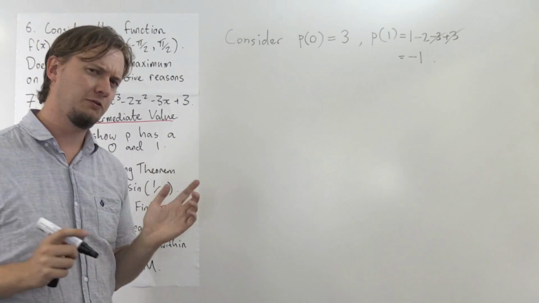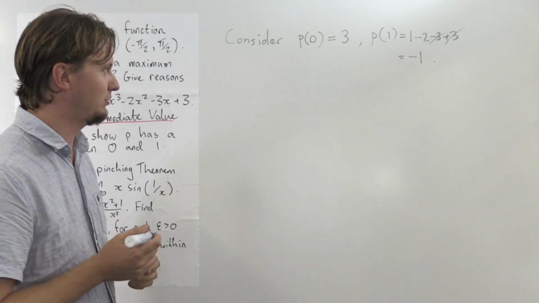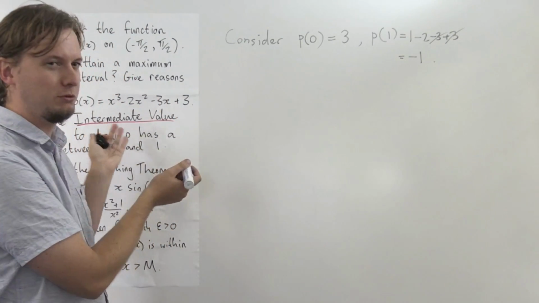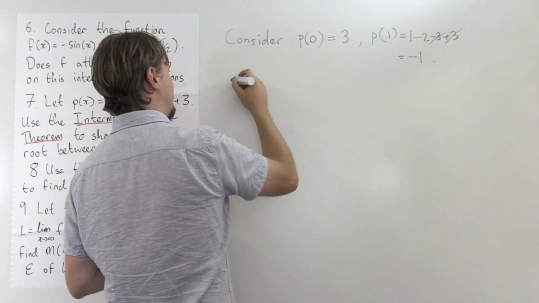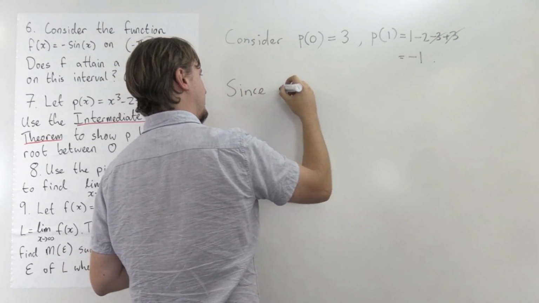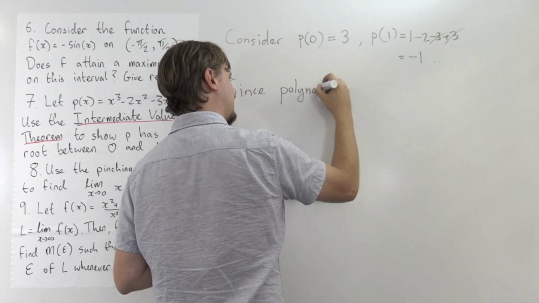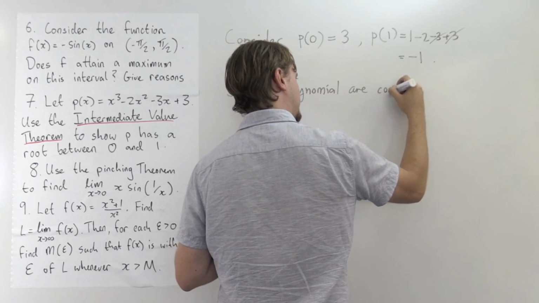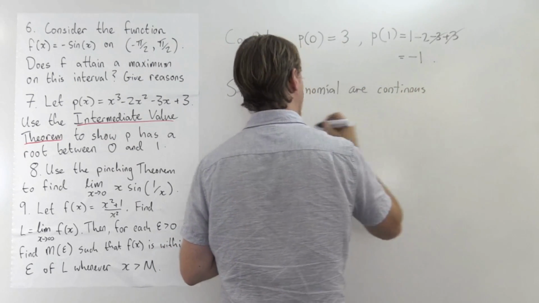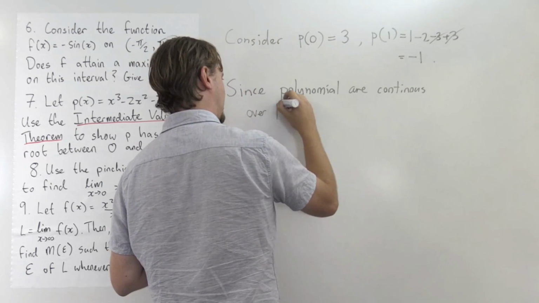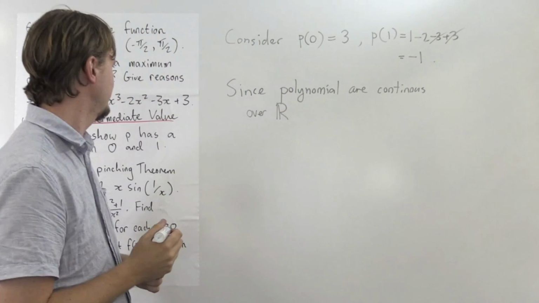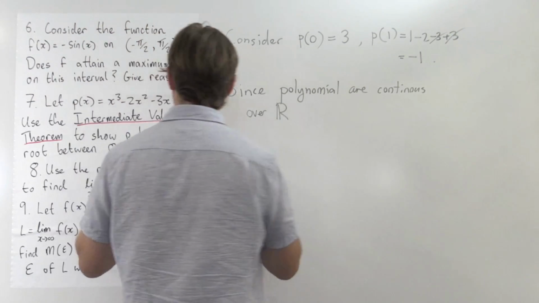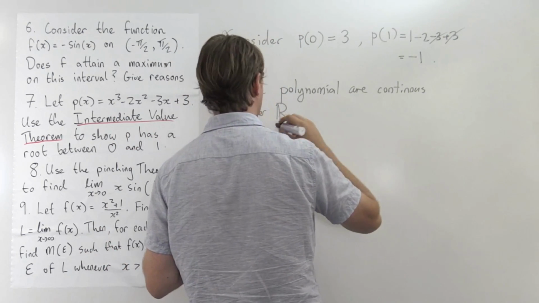Now, to use the intermediate value theorem, there are a few conditions you need to make sure are true. Firstly, the function has to be continuous, but polynomials are always continuous, so let's state that. Since polynomials, in this case all polynomials including this one, are continuous over R, over all real numbers, well, in that case, it's definitely continuous over a subset of that, 0 to 1.